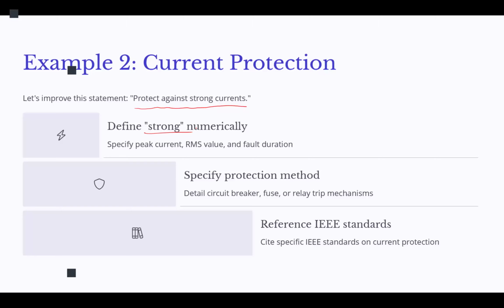And again, following which standard are we defining that protection? Is it the safety standard for information technology equipment? Or is it the safety standard for medical devices? Or is it the safety standard for power switchgear? What specific standard are we referencing? And one thing that I didn't mention: in what condition should it protect against a strong current? Steady state, transient, or fault.